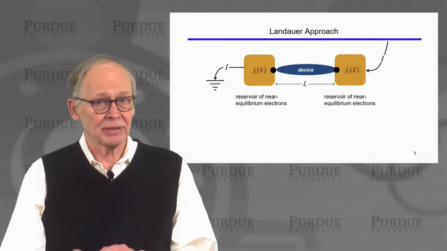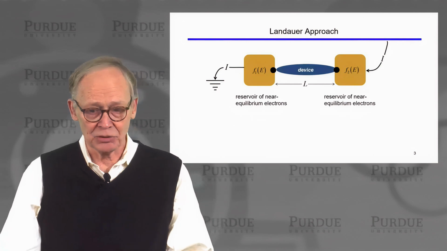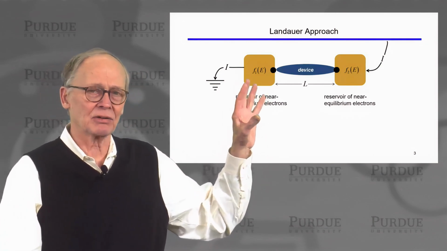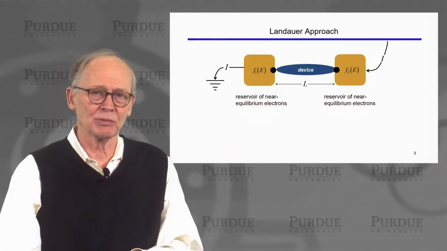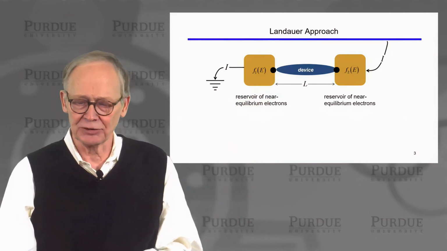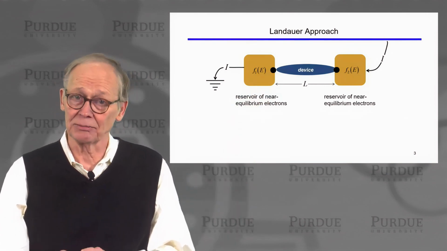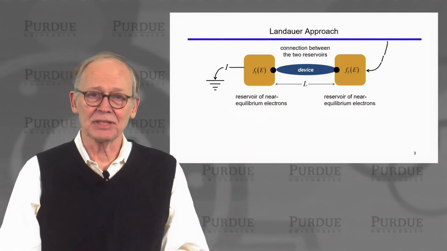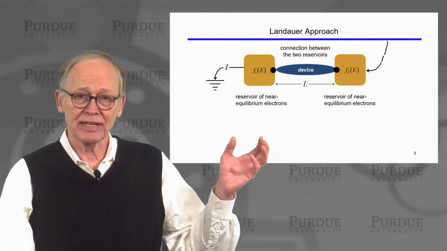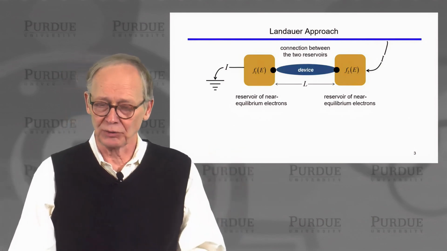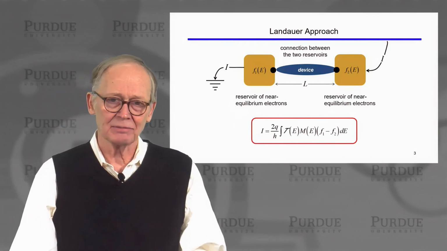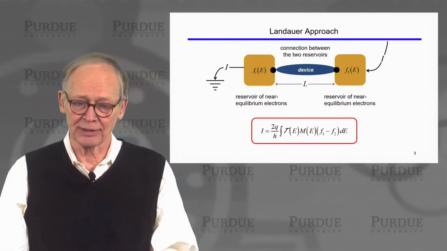Okay, so the first topic was this so-called Landauer approach to electron transport. The picture was that our contacts are large, near thermal equilibrium reservoirs of electrons characterized by Fermi levels that may be different. The device connects these two contacts, and it provides a connection between these two reservoirs of electrons. And we didn't derive, but we simply stated the relatively simple current formula.